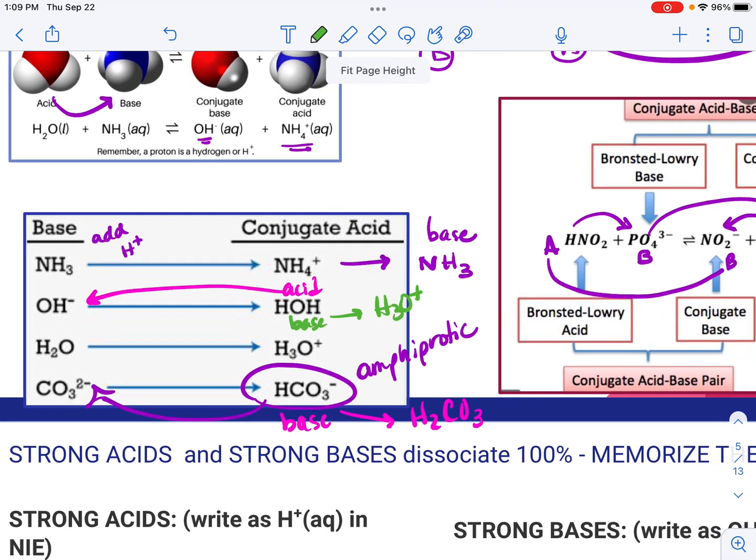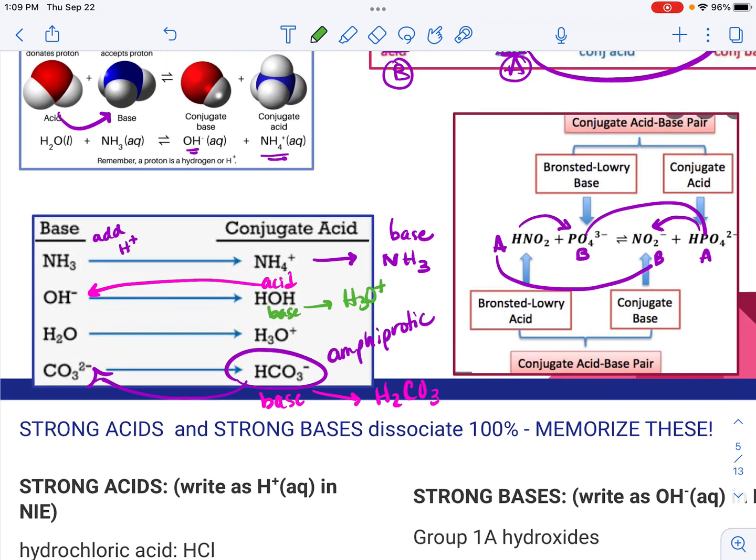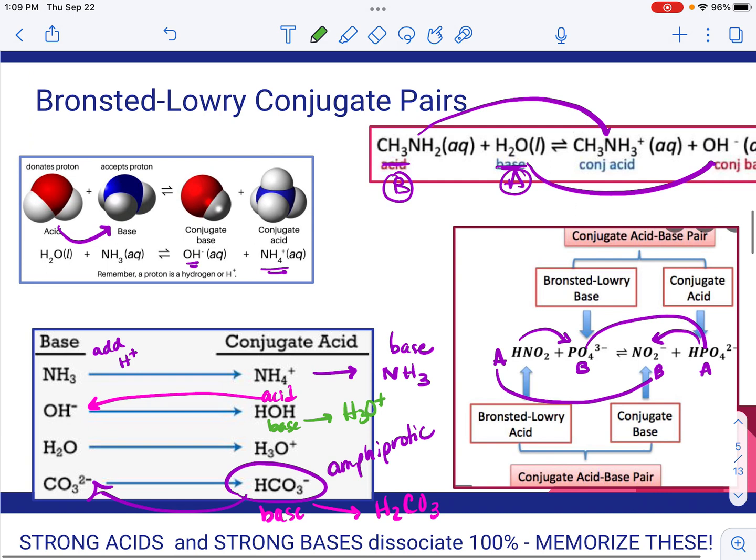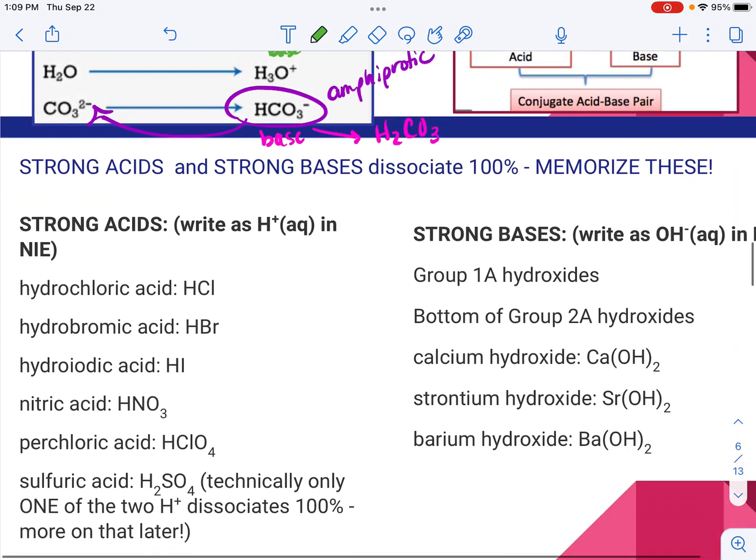Okay, so you'll practice that a little bit in what we do, but that's something that you want to have in your mind. Also know that this is an equilibrium situation. This is always going back and forth. It's not really one way.